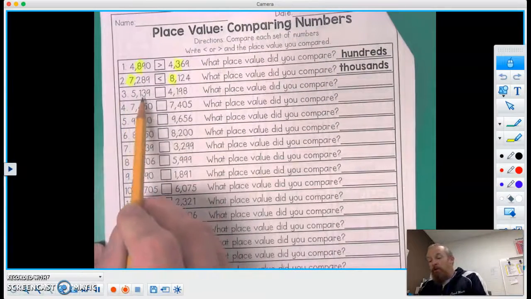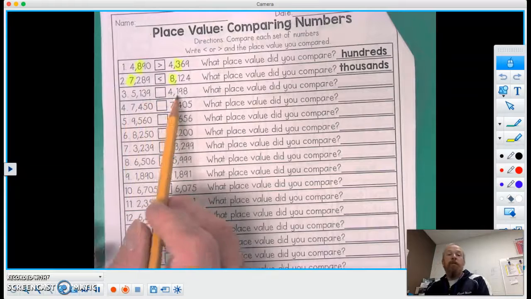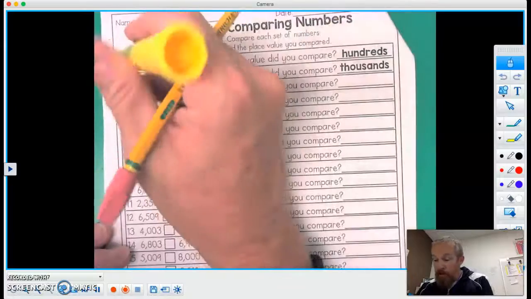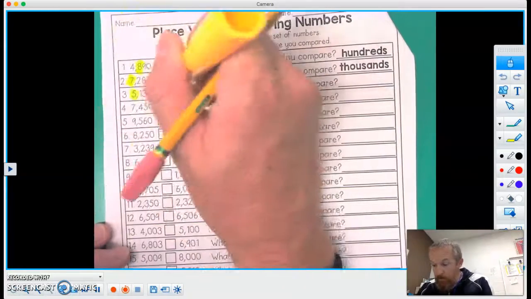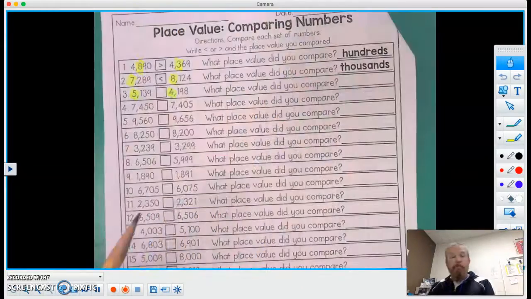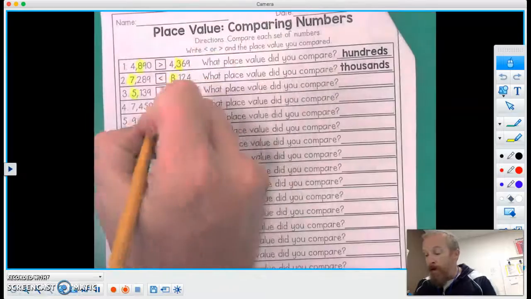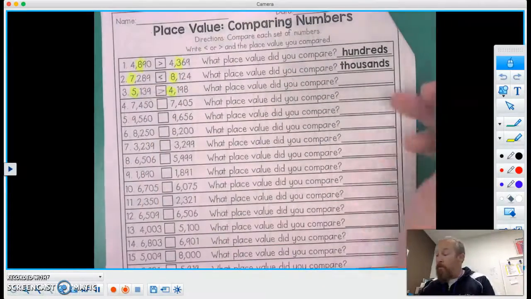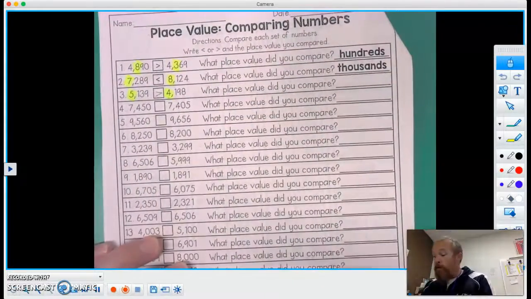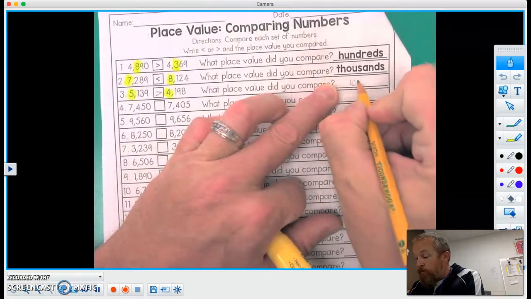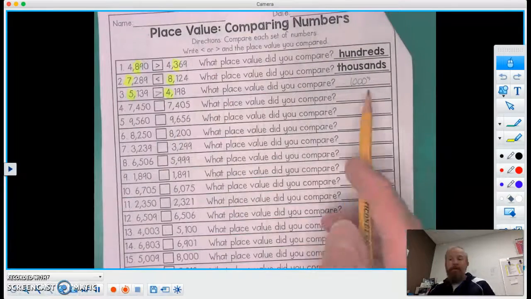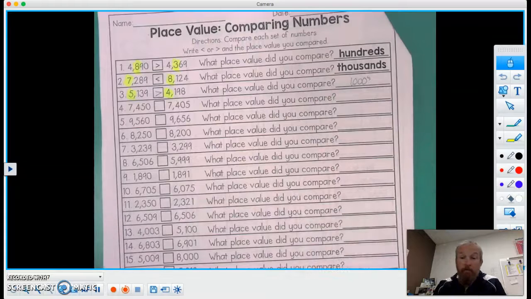So let's look at number 3. I have 5,139 compared to 4,198. The first thing that we look at is our thousands place, where there's a 5 and a 4. So right away we know that 5 is greater than 4. Place value did you compare? We compared the thousands. Okay, and I just wrote 1,000 on there to make it a little bit quicker to get a few more problems in.